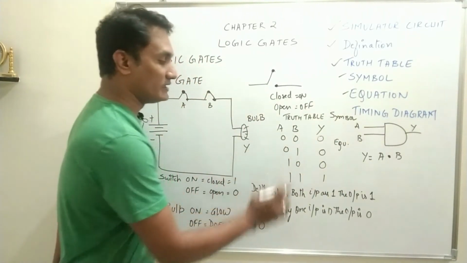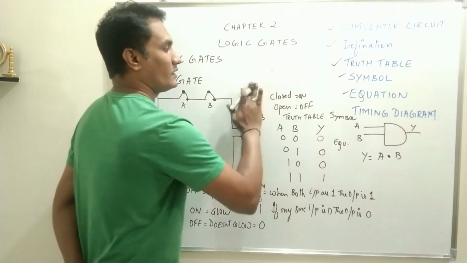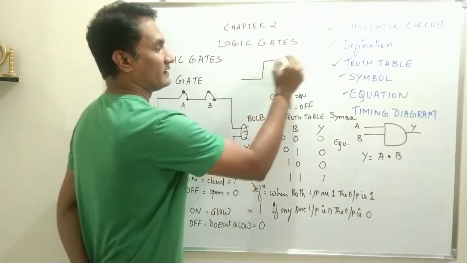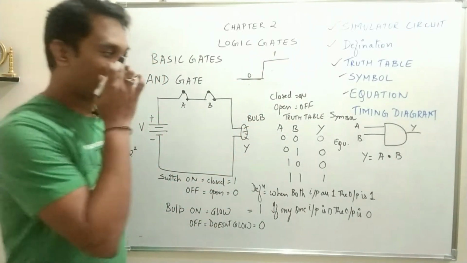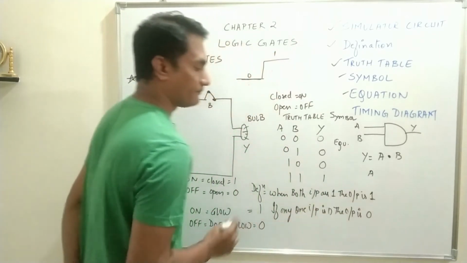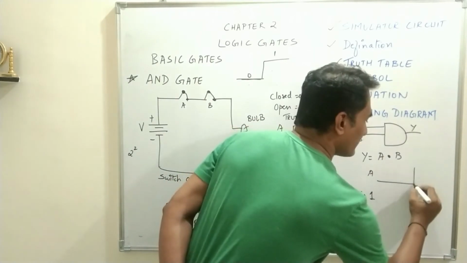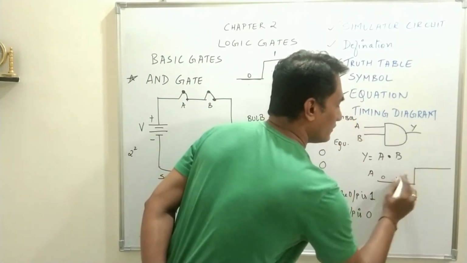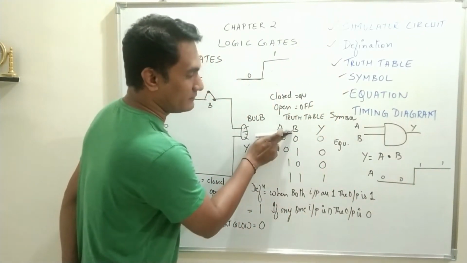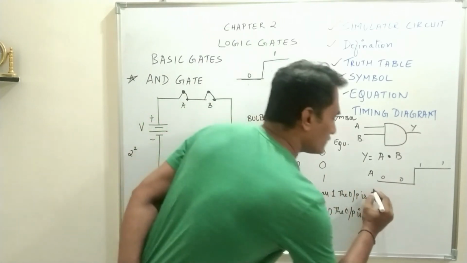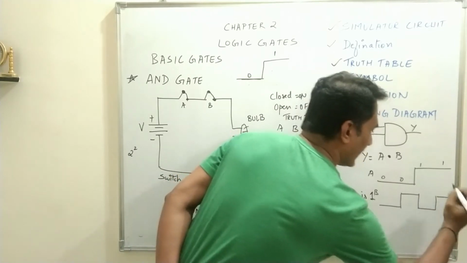The last part of this is the timing diagram. Timing diagram, as I told you, is a graphical representation of the truth table. So we draw such lines. The lower line indicates 0, the upper line indicates 1. So first we will draw for A. What is A? 0, 0, 1, 1. So two lower lines and two upper lines. A is 0, 0, 1, 1. Next B is 0, 1, 0, 1. So draw B. It will be 0, 1, 0, 1.